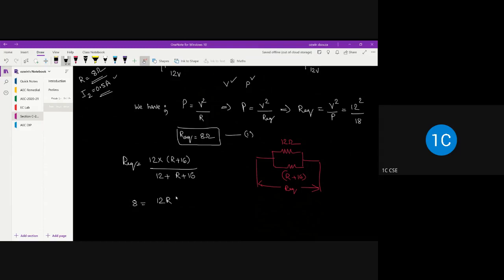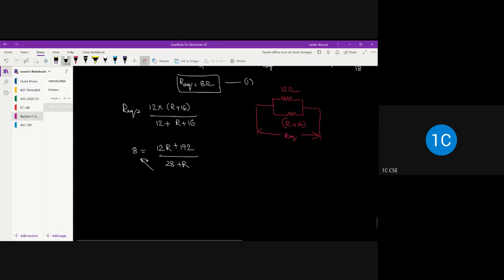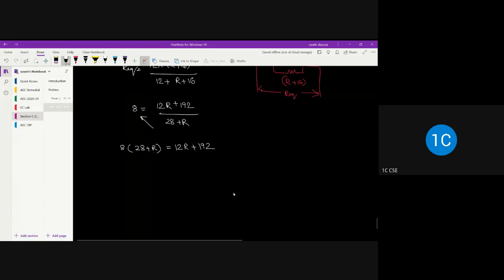you can start multiplying. It is 12R plus 12 into 16, that is 192, sorry, 192. Divided by 12 plus 16, that is 28, plus R. Cross multiply. So you will have 8 into 28 plus R is equal to 12R plus 192. Solve this equation. So 8 into 28, that's 224, plus 8R is equal to 12R plus 192.